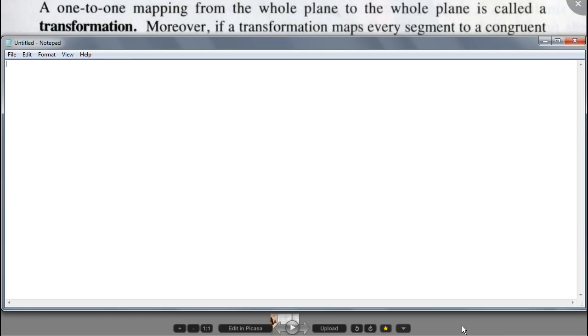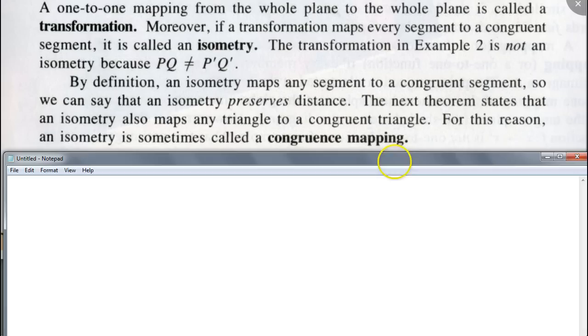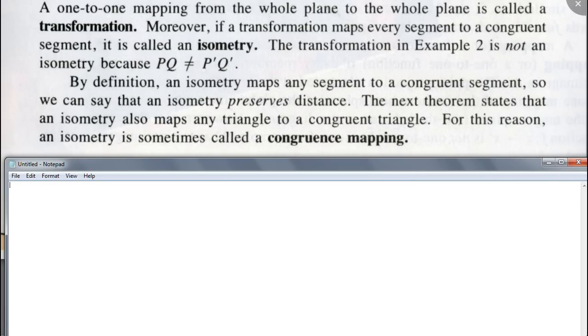Who remembers? Brianna? Because they're congruent, like every segment to the other segment. They're congruent. Yeah, what's congruent? The length, right? Remember, if a transformation maps every segment to a congruent segment, not just one segment, but every segment to a congruent segment, then it's called isometry. And another name for this isometry was congruence mapping. You guys remember? Okay, so if this transformation happens to be an isometry, that means it preserves the distance.